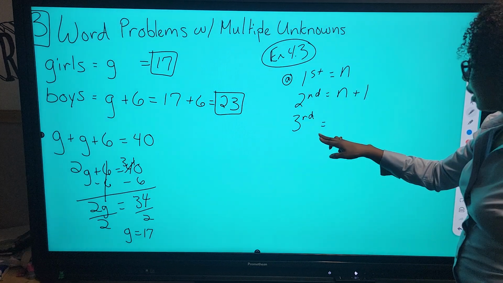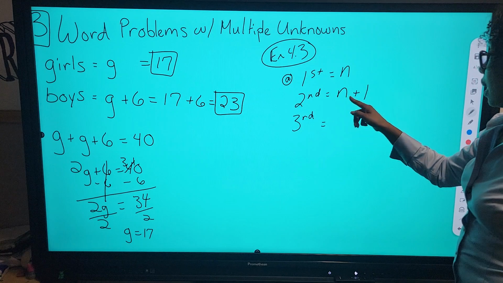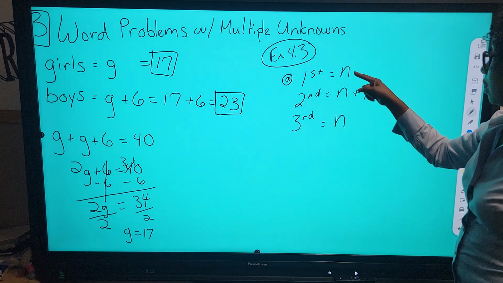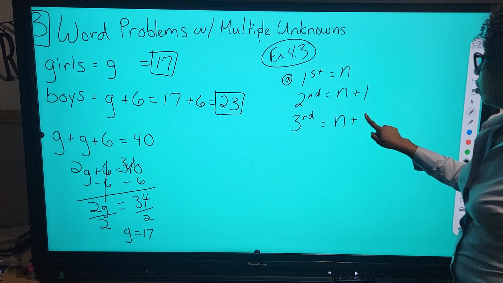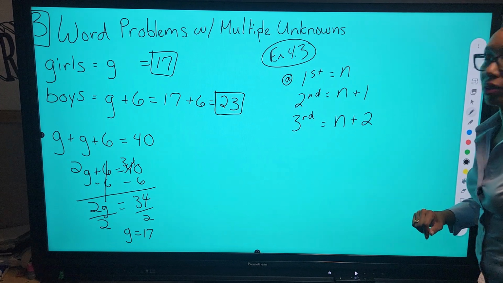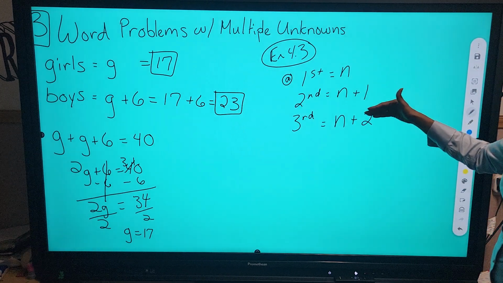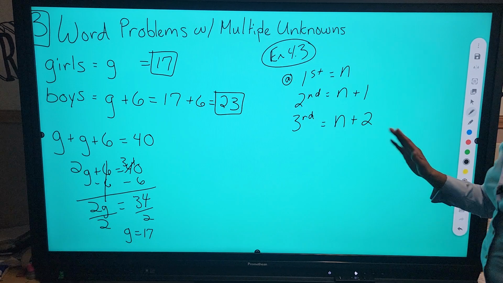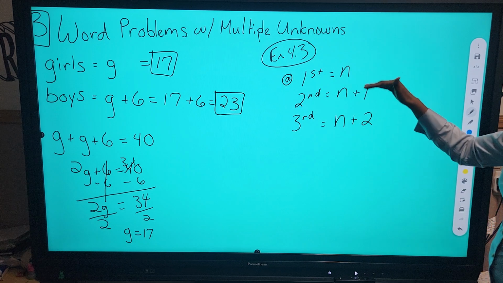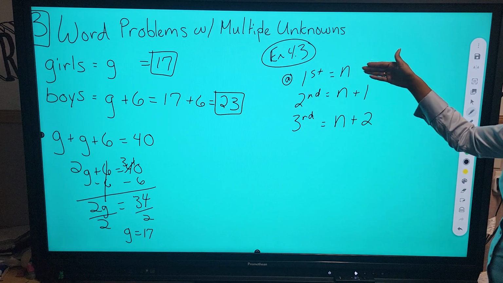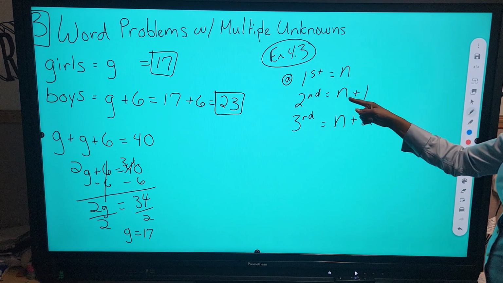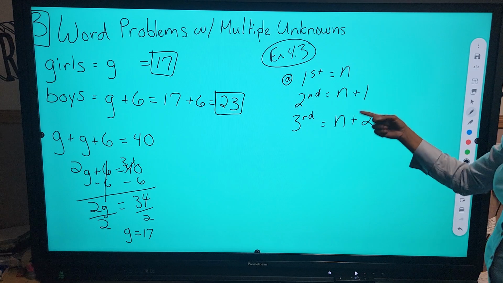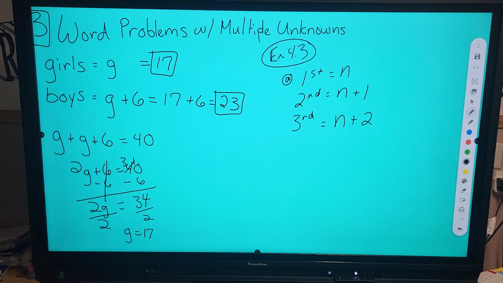Well, my third consecutive number is going to be an extra number away from the second one. So I could say that it is my original number plus 2. Okay, this will give us 3 consecutive numbers. And the thing is, every time they say consecutive numbers, this is going to be the setup. We don't know the first number, but the next number is going to be that one plus 1. If they ask you for 3 consecutive numbers, then you'll add that extra one where it's N plus 2.